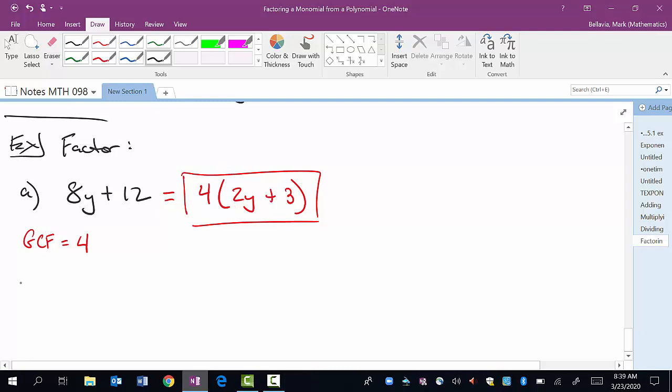So I'm undoing the multiplication, right? I'm figuring out what I multiplied together to get 8y plus 12. Let's take a look at another one here. So if I had 4x to the third power plus 10x to the 7th power.